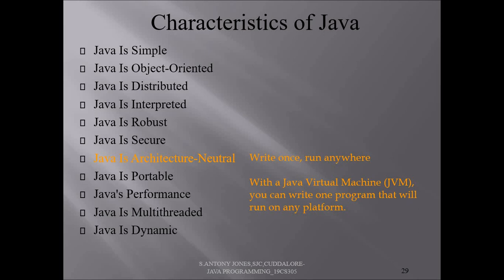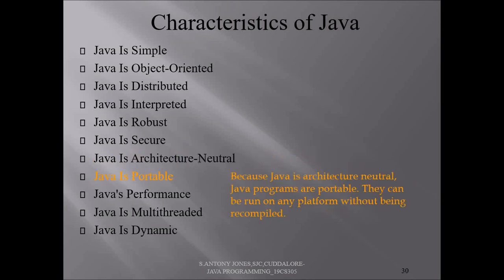We then say that Java is architecture neutral, because it is said to be write once, run anywhere. It follows the concept of WORA. With the Java Virtual Machine, a user can write a program that will run on any platform. It does not depend on a single platform for executing. So we say that it is architecture neutral, and it is also supported by the data types on all types of platforms.